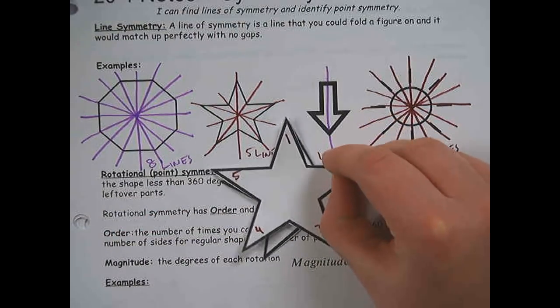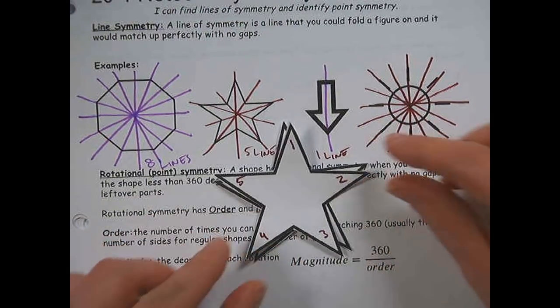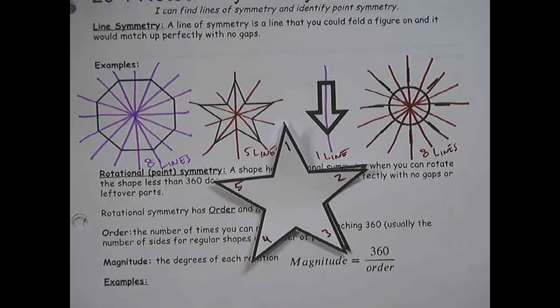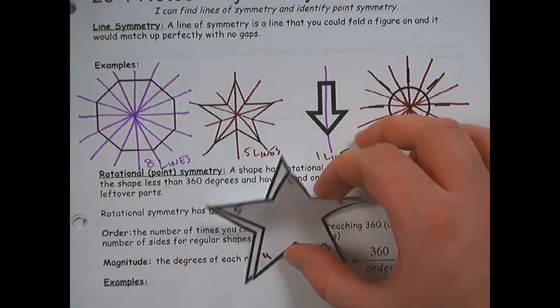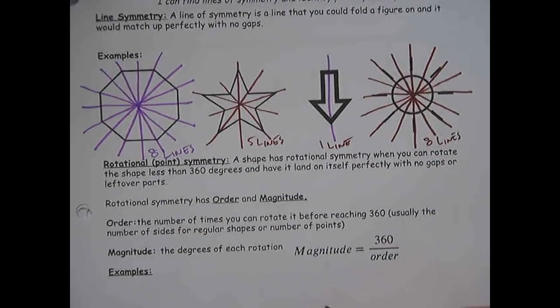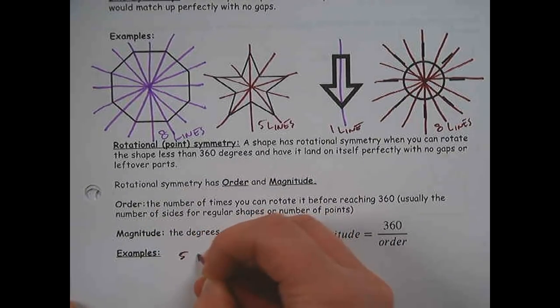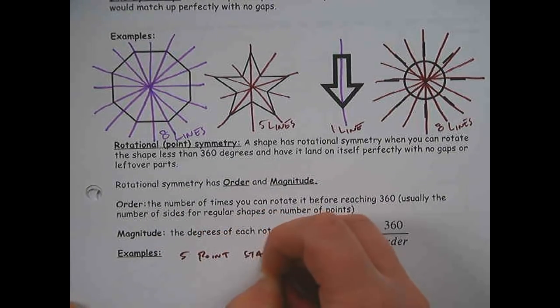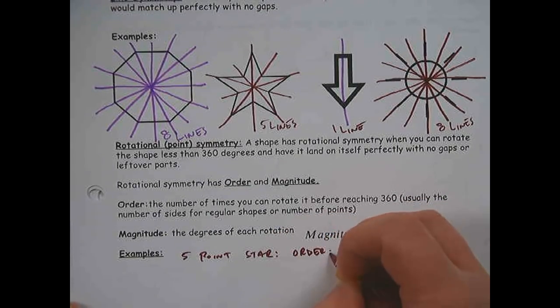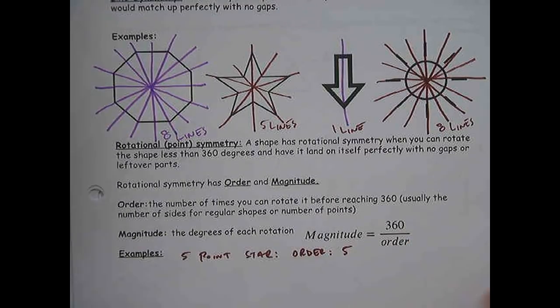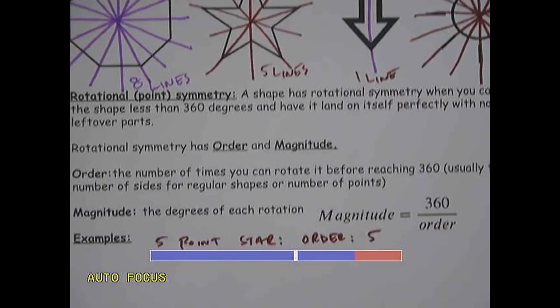So I could rotate that thing 5 times and have it land exactly in the same orientation, looking exactly the same as it did before, getting all the way around 360 again. So that means that my order of rotational symmetry for a 5-pointed star like this is 5. So for the star, our order was 5.